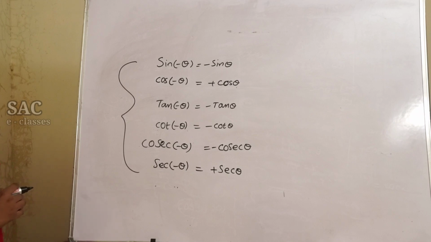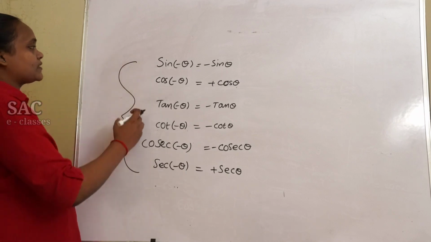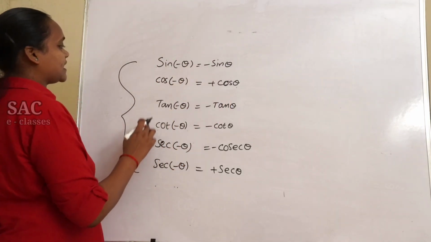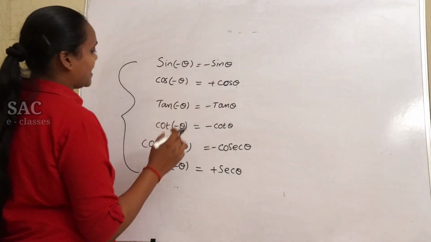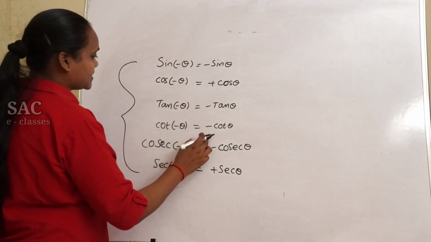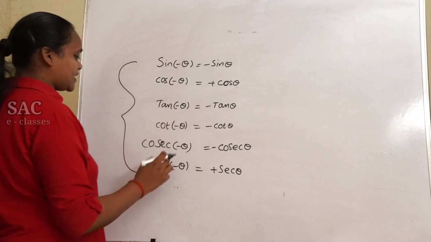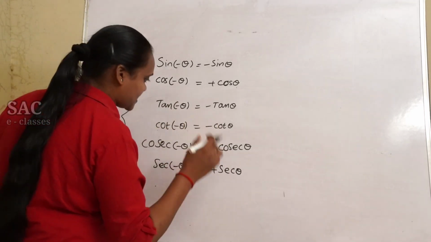These are the list of the negative angles. So sin of minus theta is minus sin theta, cos of minus theta is plus cos theta, tan of minus theta is minus tan theta, cot of minus theta is equal to minus cot theta, cosecant of minus theta is equal to minus cosecant theta, secant of minus theta is equal to plus secant theta.